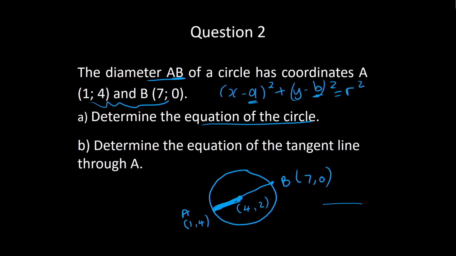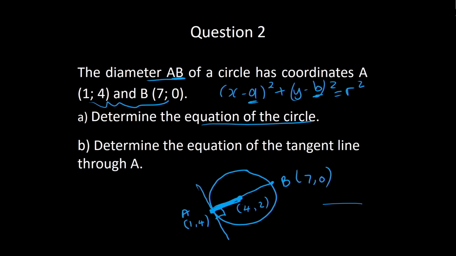They then say in part B, determine the equation of the tangent line through the point A. Now remember, a tangent line is just a straight line that's touching the circle at that one point A. So this is where we now have to use that axiom: the radius is perpendicular to the tangent at the point of contact. Why is that important?